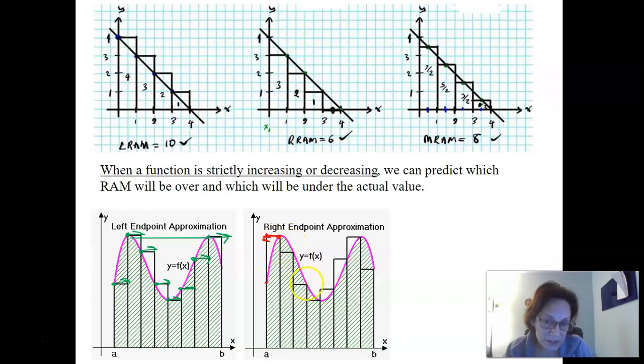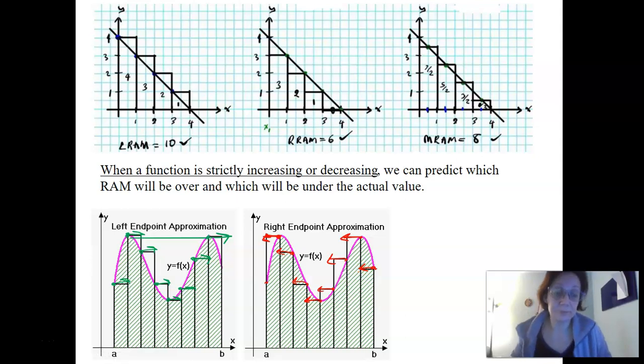When the function starts decreasing, my right endpoints are always the low sides. When the function increases, my right endpoint again becomes the high side. And then when the function decreases, my right endpoint is a low point again.